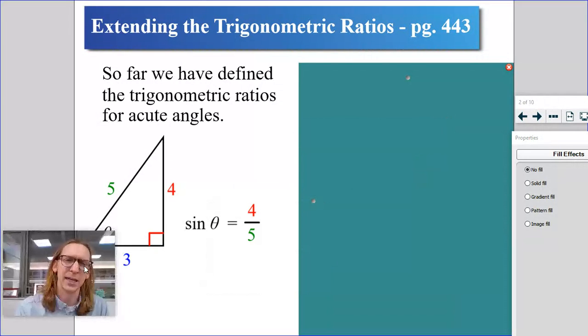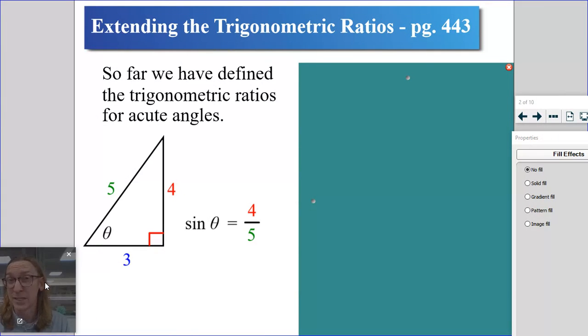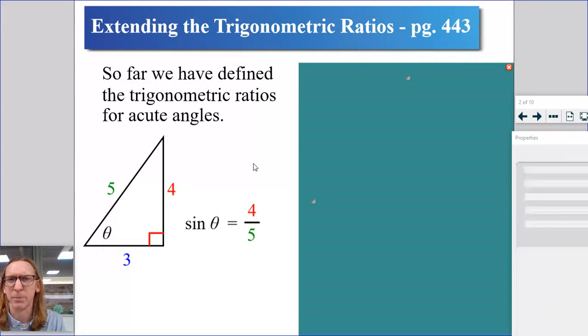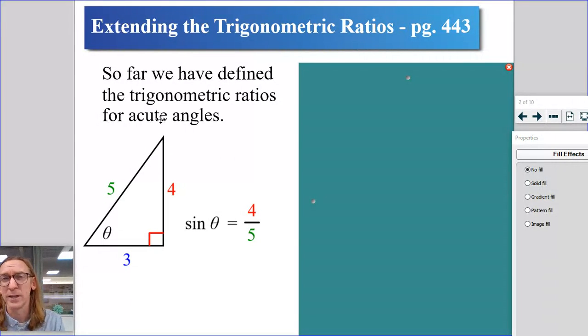We have found the sine, the cosine, the tangent, and even those reciprocal cosecant, secant, and cotangents for all sorts of acute angles. And we did that by defining those ratios on a right triangle. The sides of that triangle helped us determine the sine, cosine, or tangent of that angle. So here we've got a nice acute angle sitting in this right triangle. The sine is defined as the length of the opposite side over the hypotenuse. But that's a fairly limited definition because we've seen that angles aren't always acute.